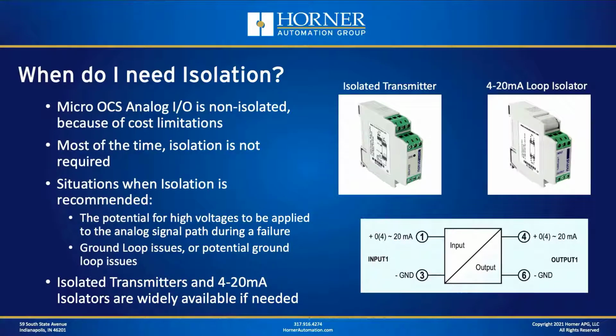Or if it's a 4 to 20 milliamp signal, you can use what's called a loop isolator, which doesn't necessarily convert the signal. However, it does isolate the external 4 to 20 milliamp loop from the 4 to 20 milliamp loop that's connected to the PLC or the Horner OCS in this case. And these devices are widely available if you do need them.